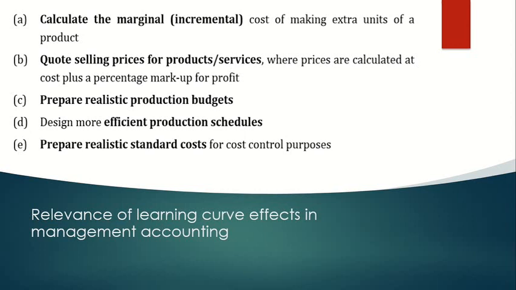So where can we use it? Calculate the marginal cost of making an extra unit of a product. We can use this learning curve theory for this particular purpose. What is the purpose? We can calculate the marginal cost of making an extra unit of a product. How can we find it? In the previous question, we applied 249 and 250 for X. And what did we find? We found the cost for the 50th unit, or the marginal cost of the 50th unit.